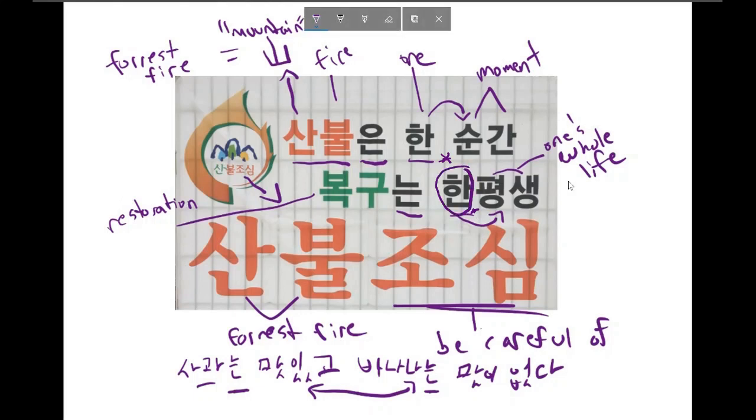Now, it makes sense to say one moment, but it's a little bit strange to say one lifetime. And I asked a Korean person about this, why you would need to indicate one lifetime, because usually one person has one lifetime, they don't have another lifetime. And the Korean person just said, well, it's really just stressing that it's almost like a whole lifetime, where, as I said before, starting the forest fire is a moment, but recovering from the fire is a whole lifetime.